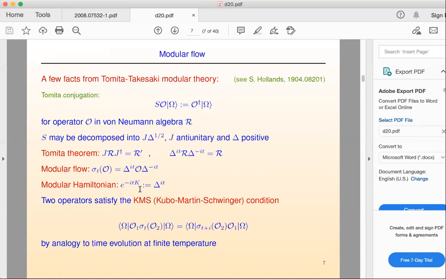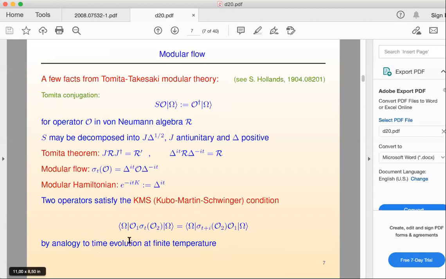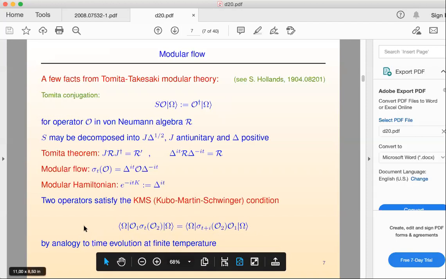Now this modular flow has to satisfy a kind of consistency condition, which is the KMS condition after Kubo, Martin, and Schwinger. This condition is written here. Essentially, if we interchange the operators, then to the time we get an imaginary shift, so i, the imaginary unit, gets added here. This consistency condition has to be obeyed by analogy to time evolution at finite temperature. If we had a Hamiltonian in a system at finite temperature and time evolution, then this same type of equation would be satisfied. So this was just a very lightning review of Tomita-Takesaki theory.